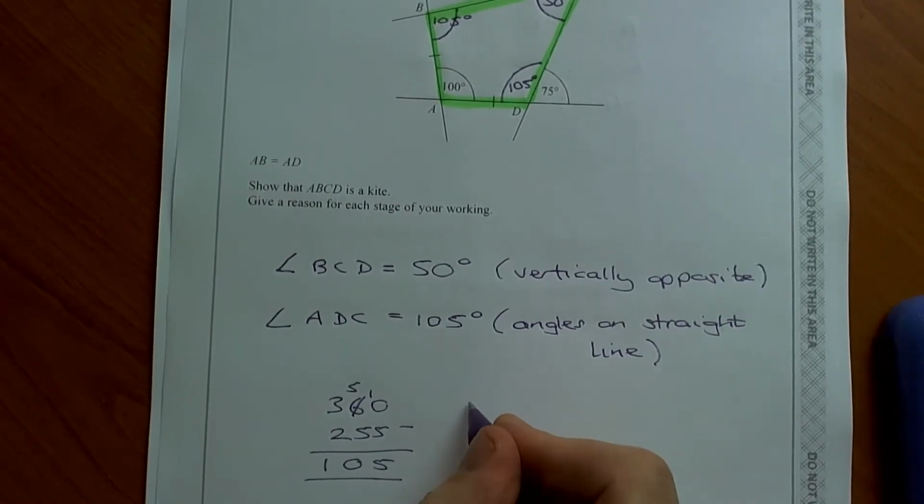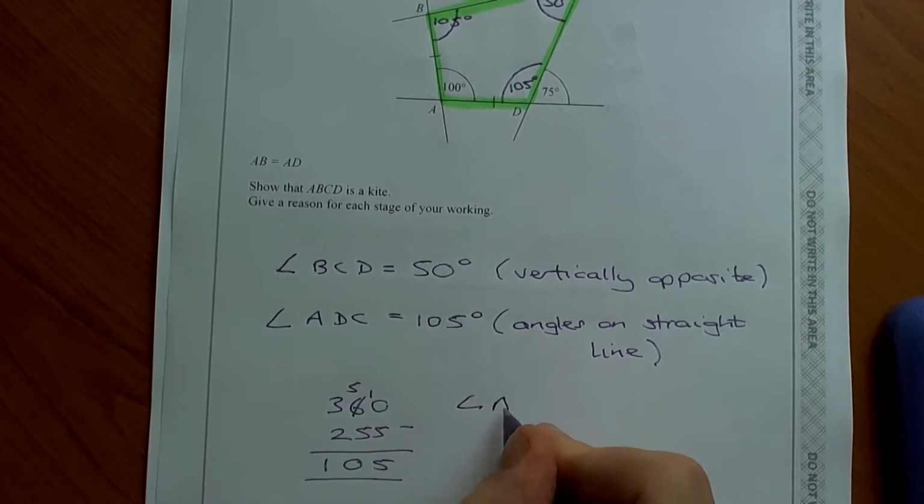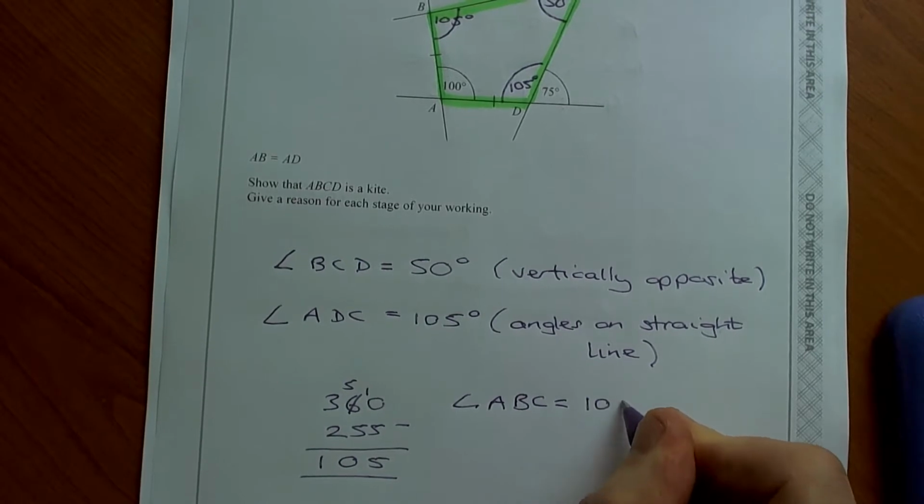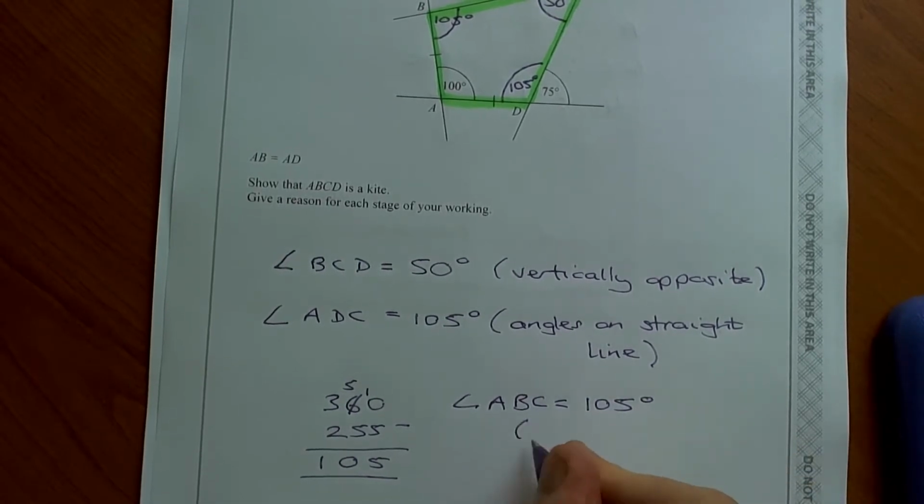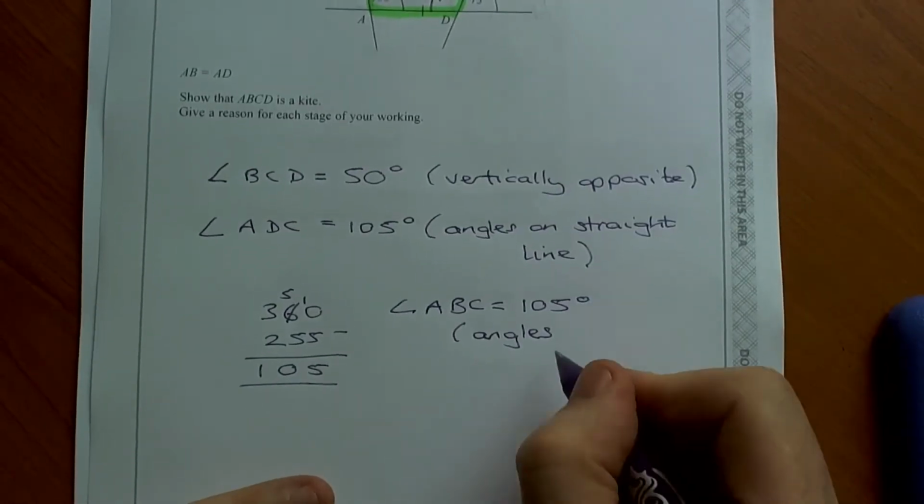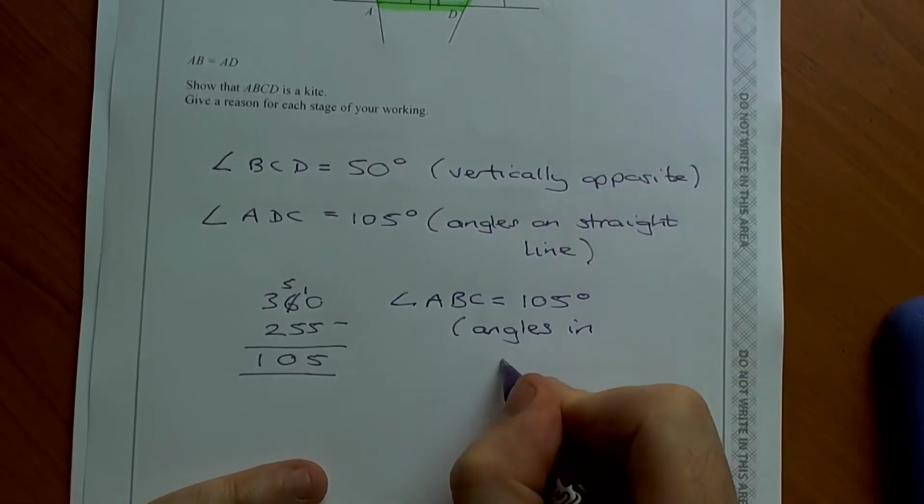So I'm going to say how I got it. Angle A, B, C equals 105 degrees. And the reason for this is angles in a quadrilateral add to 360.